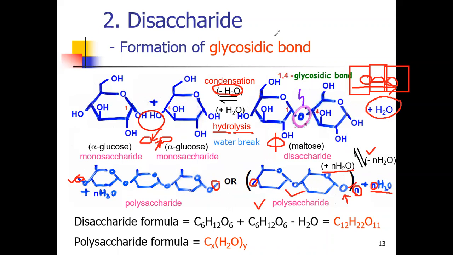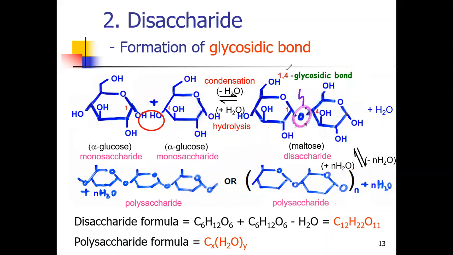Now there's one more thing I want you to pay attention to in this chart. Can you see this 1,4-glycosidic bond? Once the 2 alpha glucose molecules are joined together, the water molecule will be removed already here. So this O will be joined to carbon number 4. This whole structure that I circled in purple color is called the 1,4-glycosidic bond.